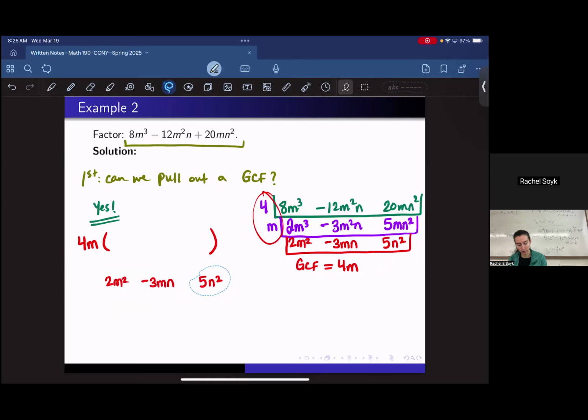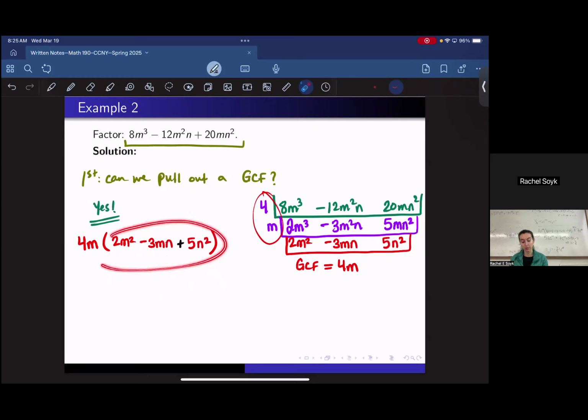Bring that over. And what operation is between that negative 3mn and the 5n squared? It's just a plus. All right. So we factored this out by pulling out a greatest common factor. You think we can factor it a bit more?